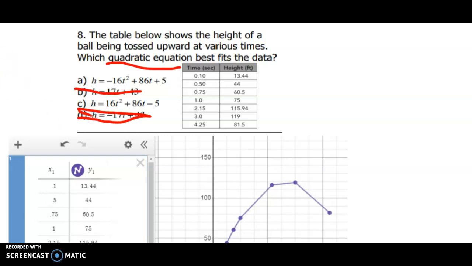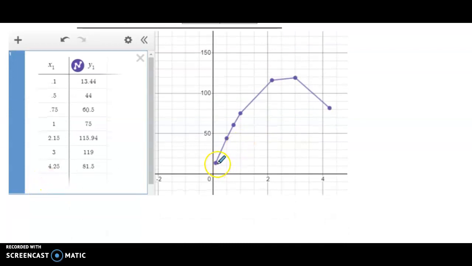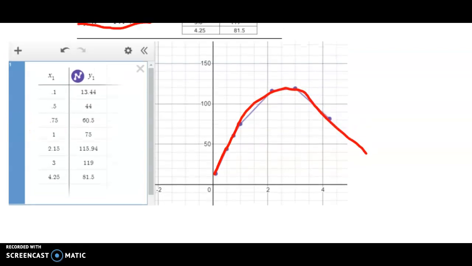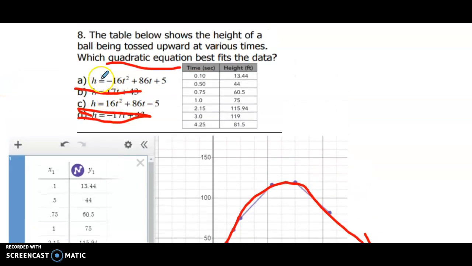But I would go to Desmos, type in my points, and click on the little magnifying glass. When I did this, I can see that my points are going to be a quadratic that is opening down. When something is going down, we think of it as less than or negative. Answer choice A has my negative 16.